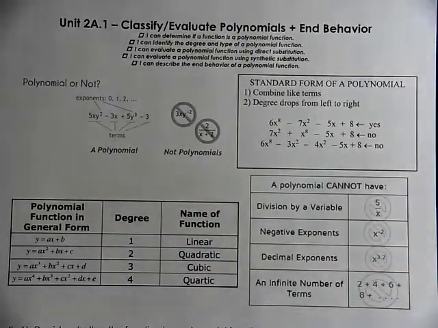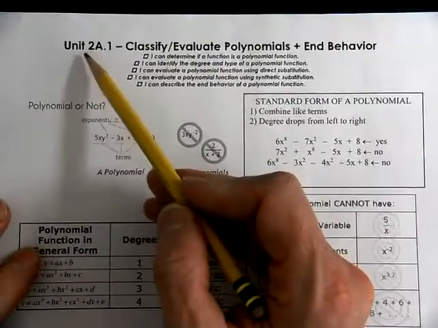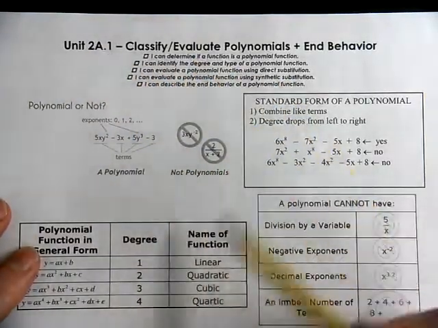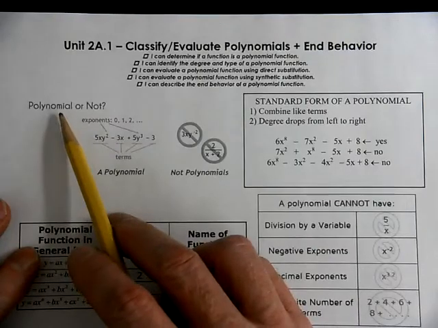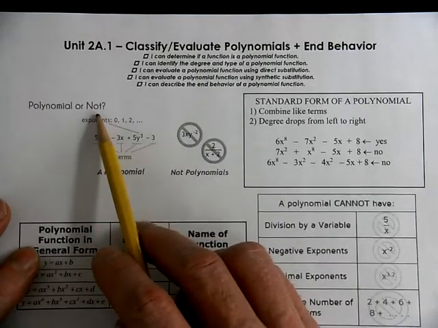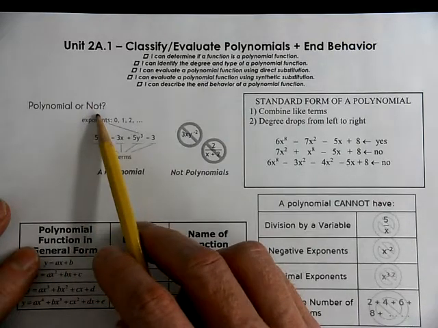This is Algebra 2 with trig. We're working on Unit 2A.1. A few things that we're going to identify is what is a polynomial and what is not a polynomial.